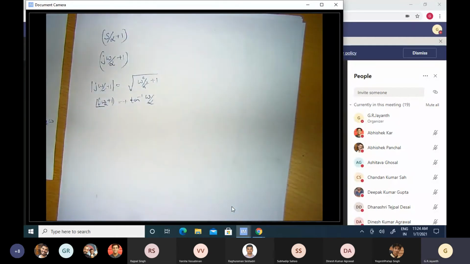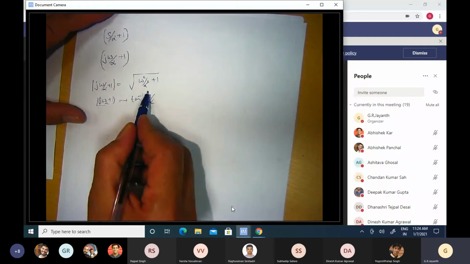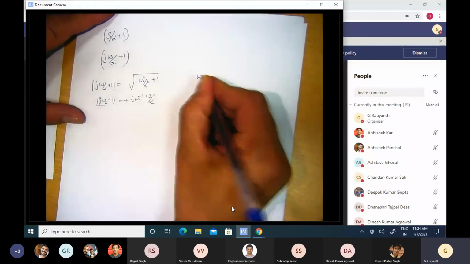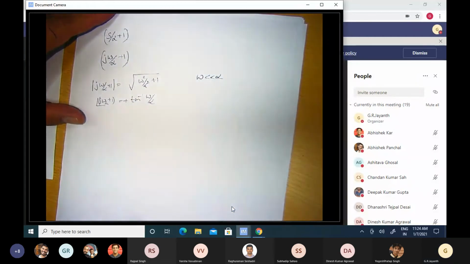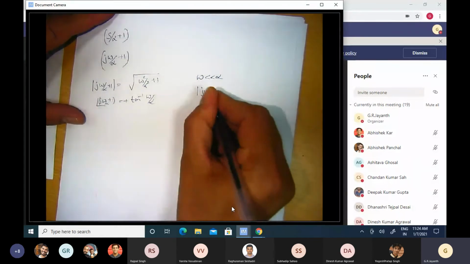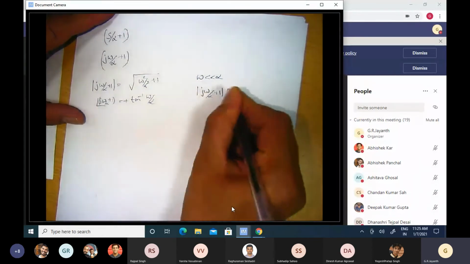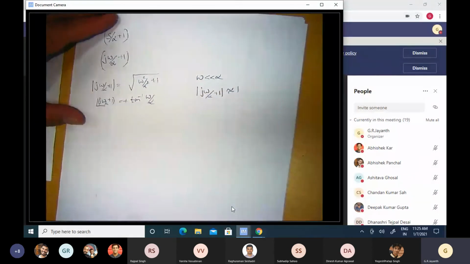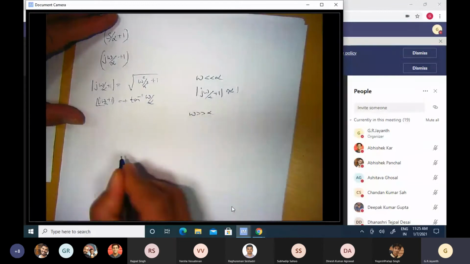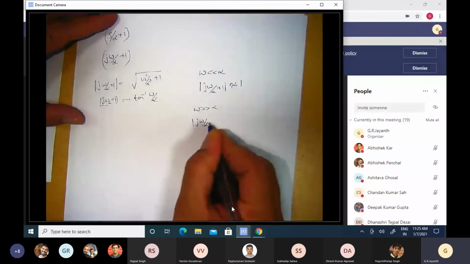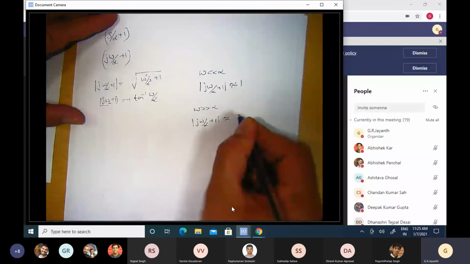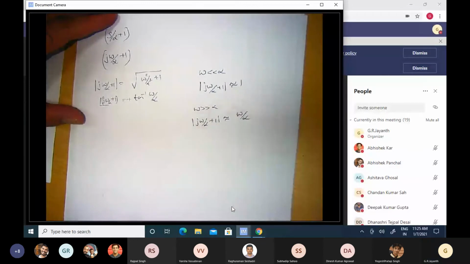Okay. So if I were to draw the Bode plot, you notice that when omega is much less than alpha, the magnitude of j omega by alpha plus 1 is very close to 1. And when omega is much greater than alpha, the magnitude of j omega by alpha plus 1 is approximately going to be equal to omega by alpha itself.